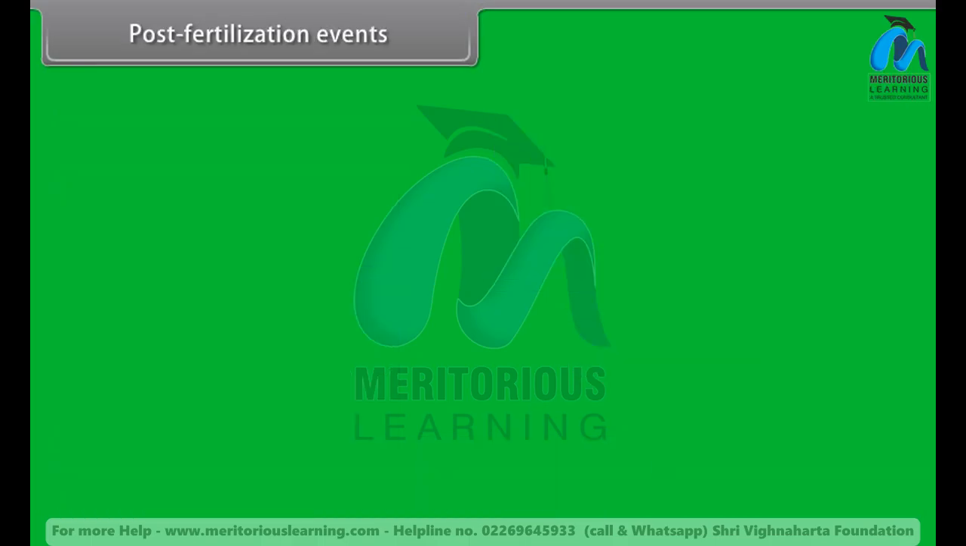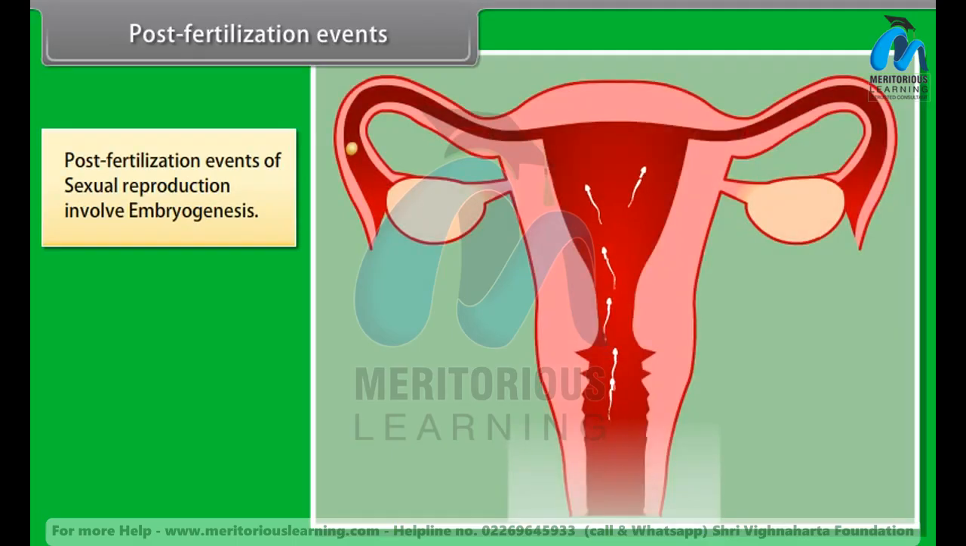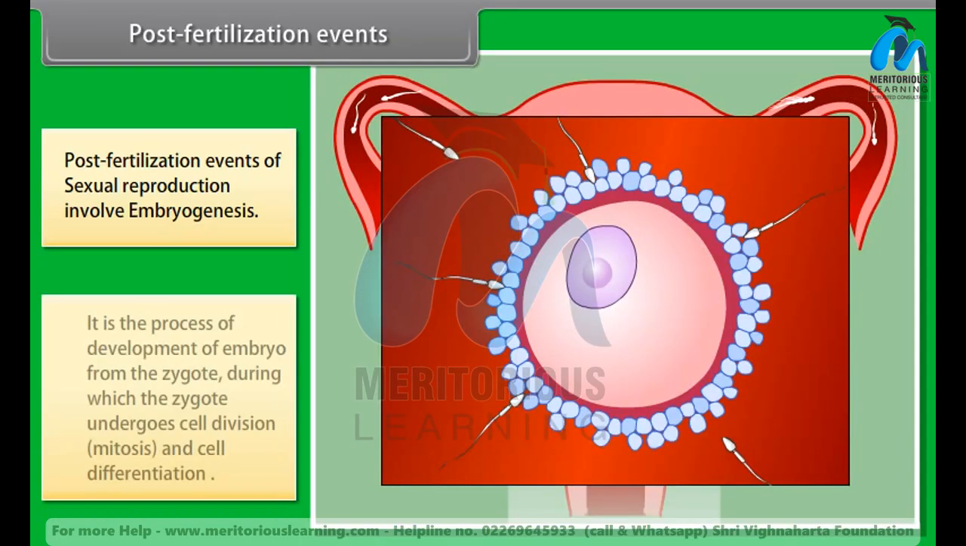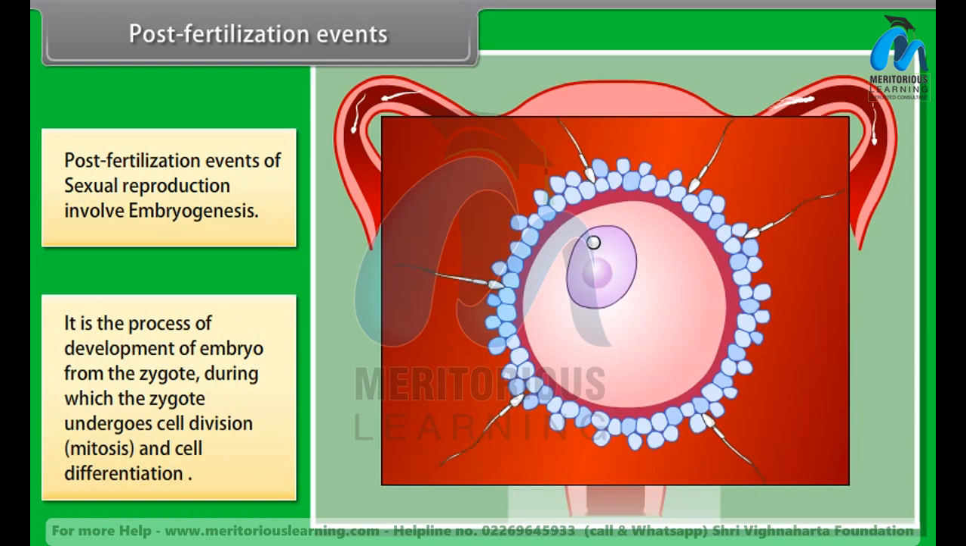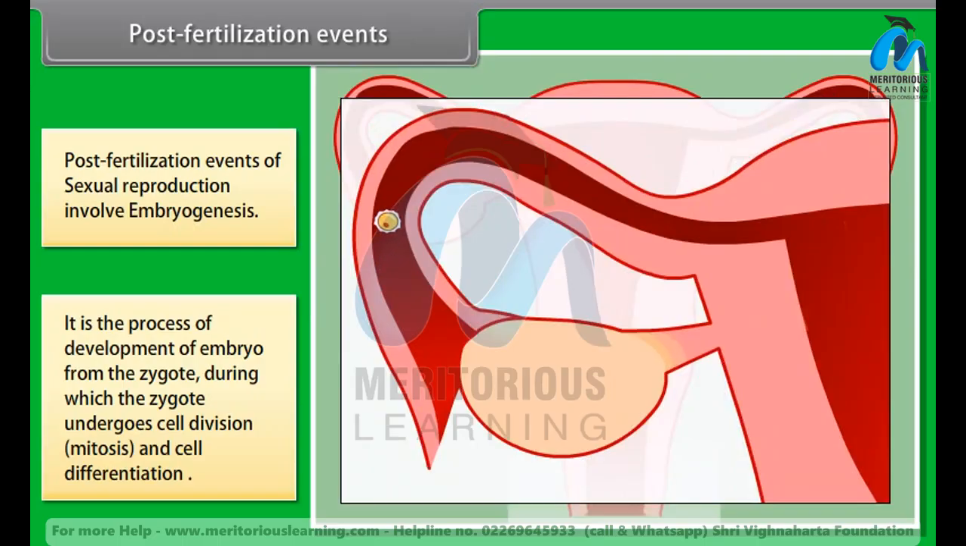Post-fertilization events. Post-fertilization events of sexual reproduction involve embryogenesis. It is the process of development of an embryo from the zygote, during which the zygote undergoes cell division, mitosis, and cell differentiation as shown in the diagram.